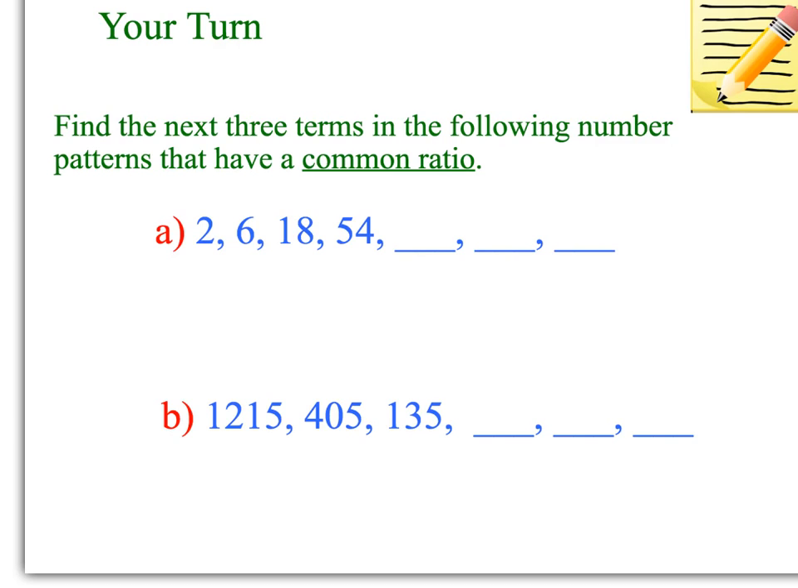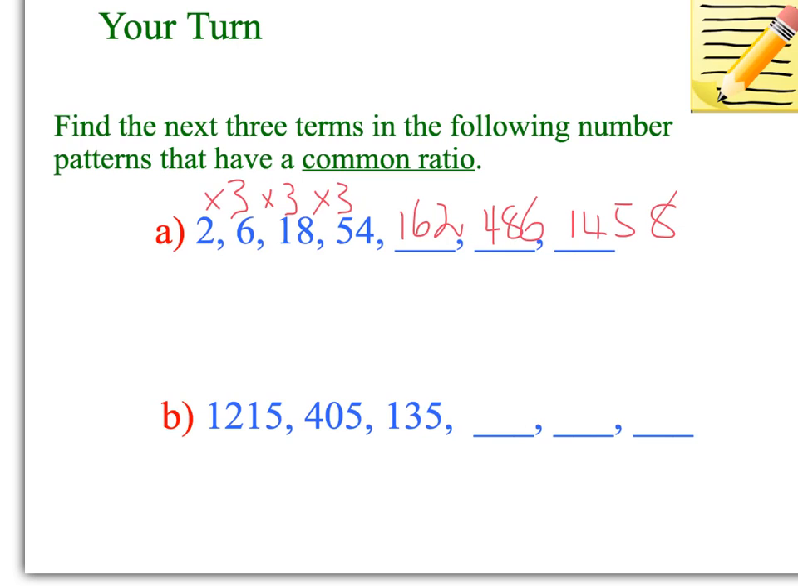Alright, so from 2 to 6, we have actually 2 times 3 is 6. We have to multiply obviously because they're getting bigger. So 2 times 3, 6 times 3 is 18, and 18 times 3 is 54. So then 54 times 3, 162, 162 times 3, 486, and hopefully you use your calculator. And 486 times 3, 1,458.